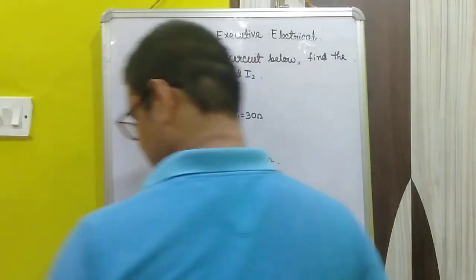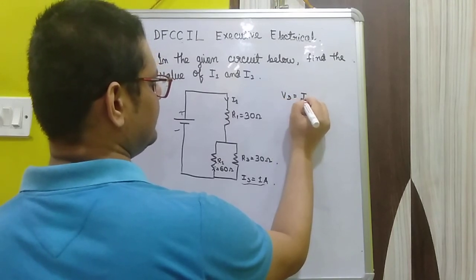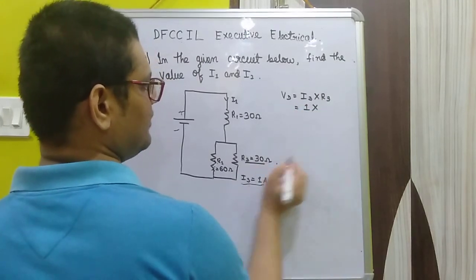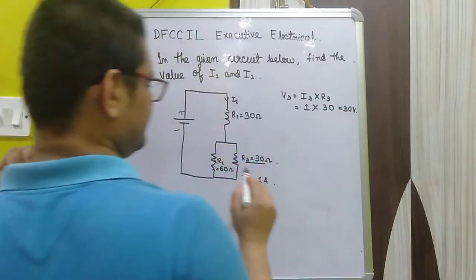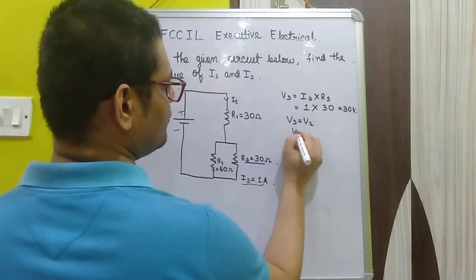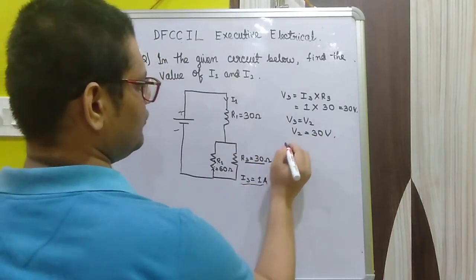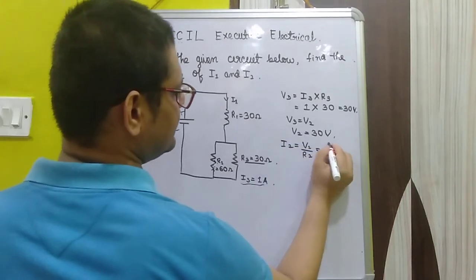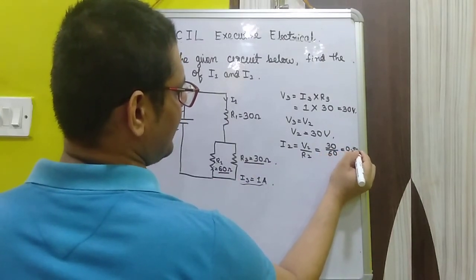Now we are going to calculate it. What is V3? V3 is I3 into R3. I3 is given as 1 ampere and R3 is given as 30 ohm, so it will be 30 volt. Now in this case, V3 and V2 will both be the same. V3 is equal to V2, so V2 will also be 30 volt. Now we calculate I2. I2 is equal to V2 by R2. V is 30 and R is given as 60, so that will be 0.5 ampere.